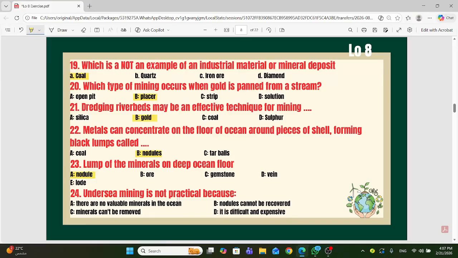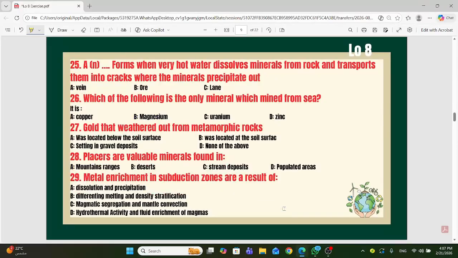Undersea mining isn't practical because there are no valuable minerals in the ocean ولا nodules cannot be recovered ولا minerals can be removed ولا it is difficult and expensive. هتبقى it is difficult and expensive. طيب ore and forms when very hot water dissolves minerals from rock and transports them into cracks where the mineral precipitates out.